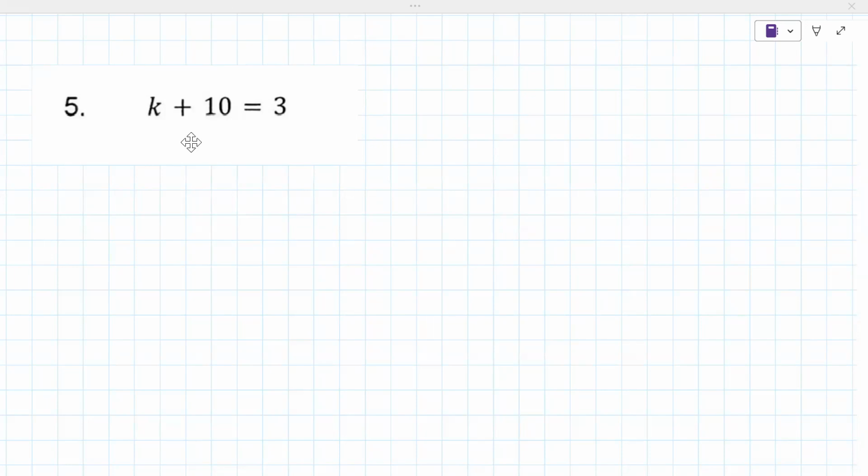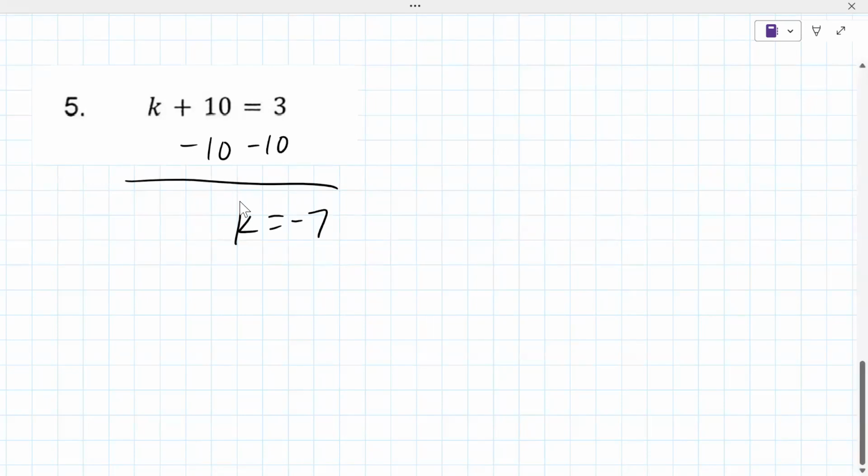-7? Oh, hang on, I need to check. Yes, you're subtracting 10 from both sides. So K equals -7. And it's up to you if you want to do the check while we're working together, or you can save it for a later time. I'm gonna tell you whether you're right or wrong.